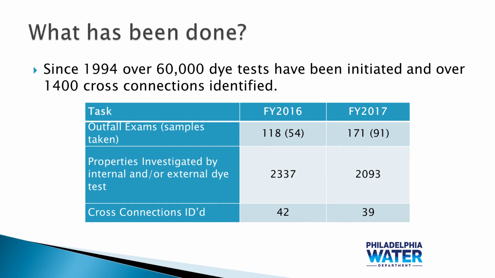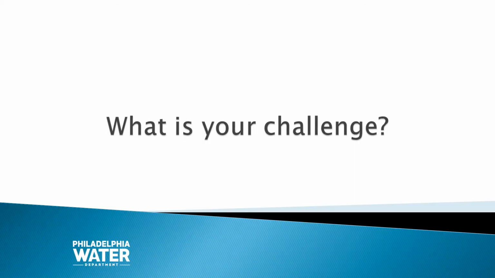The Philadelphia Water Department has been actively investigating and locating cross connections since 1994. Since that time, we have conducted over 60,000 dye tests and located approximately 1,400 connections. The table below will give you a sense of the rate of productivity over the last 2 fiscal years. Part of the challenge for you, which we'll get into next, will be not only how to improve on accuracy, but also how to improve on speed and efficiency.